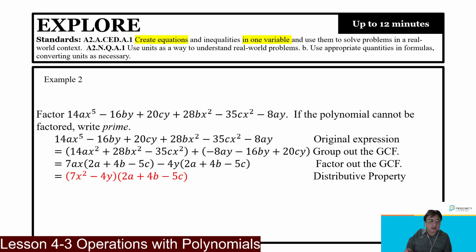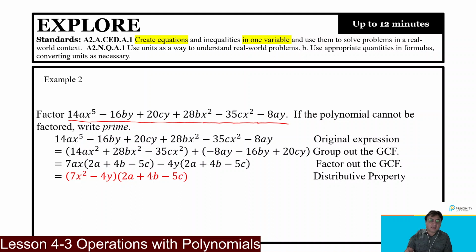Let's look at example 2. Now we have a long polynomial. We have 14ax squared minus 16by plus 20cy plus 28bx squared minus 35cx squared minus 8ay. And we need to factorize this. So how do we factor this thing?